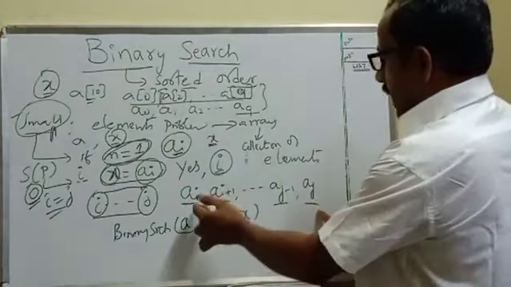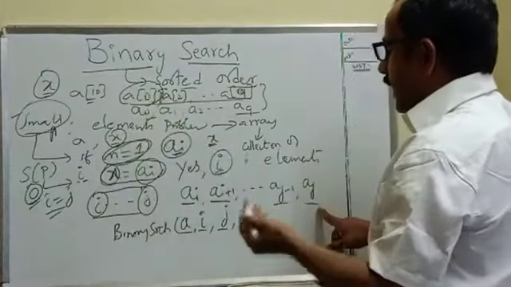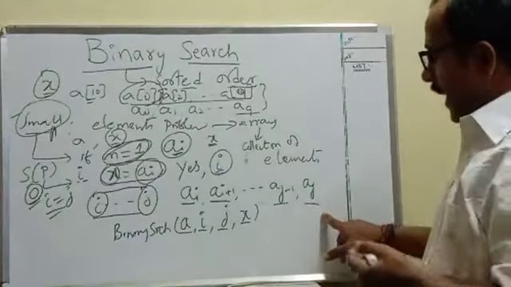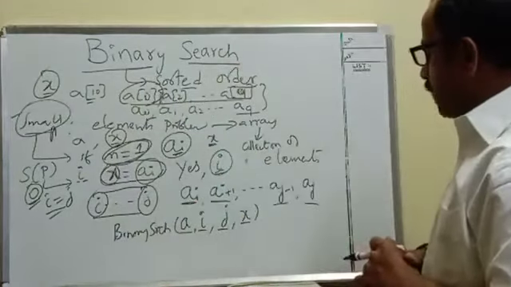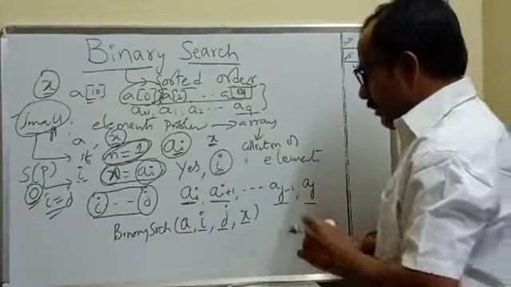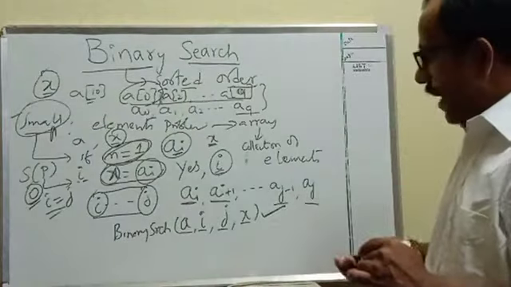Aj is the last element, ai is the first element. Or we can write it in this format also: a of i plus 1, and so on, a of j. Either we represent it in the lower subscript format, or in this square brackets format, we can represent array elements. But the binary search procedure is represented like this with 4 parameters.